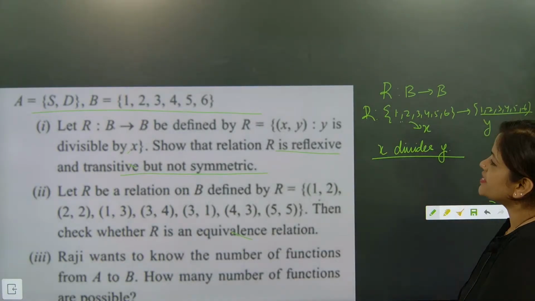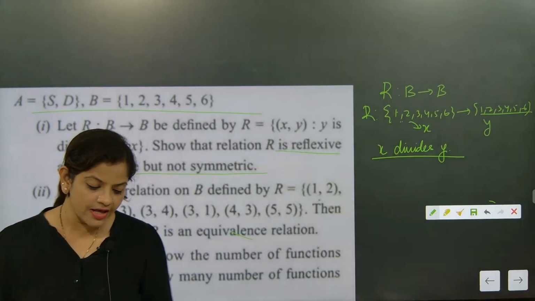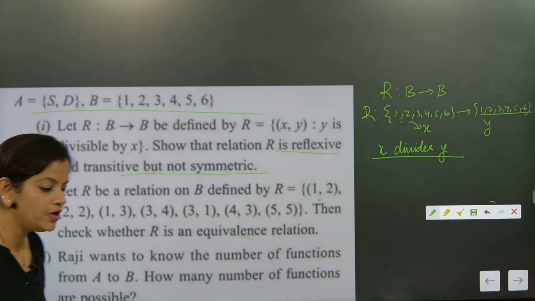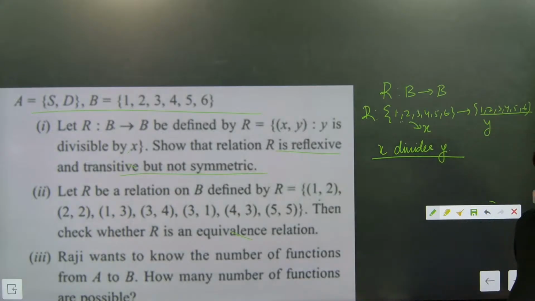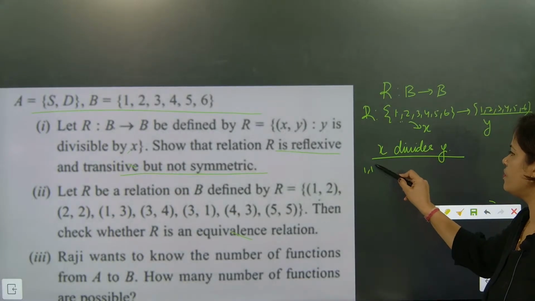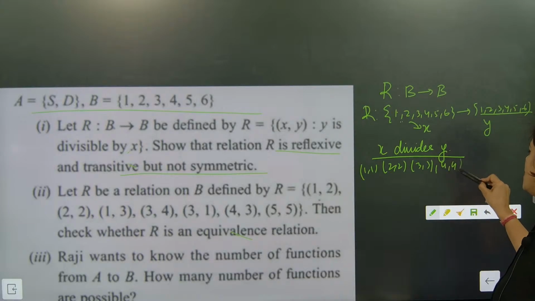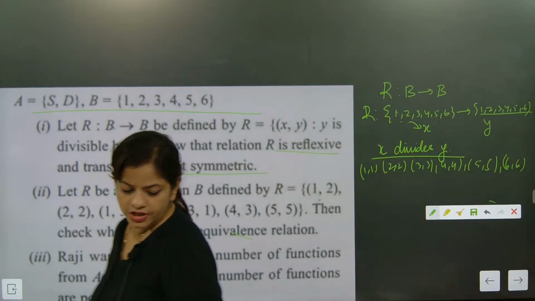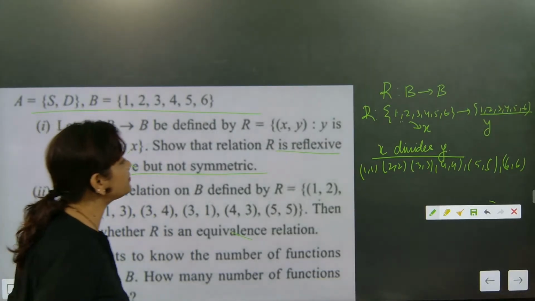Now look at x divides y. Whenever we will be solving x divides y, be very specific and start solving the question. Now every element will be divided by itself. So 1 1, 2 2, 3 3, 4 4, 5 5 and 6 6. These numbers will come, beta. So one full set will come: 1 1, 2 2, 3 3, 4 4, 5 5, 6 6. Understood? So definitely it will become a reflexive relation.